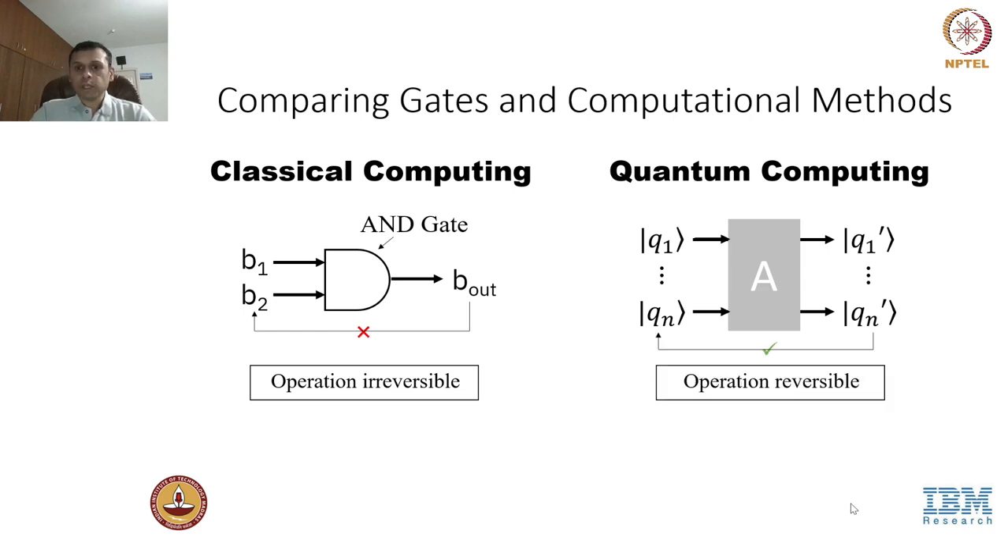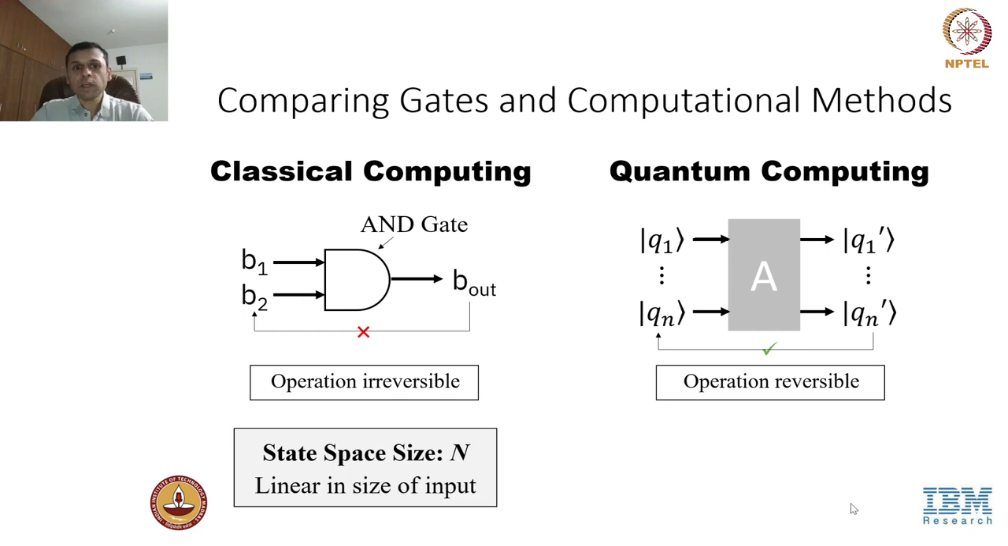But in quantum computing, this operation, or any such operation, is reversible. If we provide a multi-qubit state Q1 up to Qn and feed it to a quantum gate, and we get as output state Q1 dash up to Qn dash, you can actually recover Q1 through Qn from Q1 dash through Qn dash. This is just not possible in classical computing, whereas it's foundational to quantum computing. So this is one of the big differences.